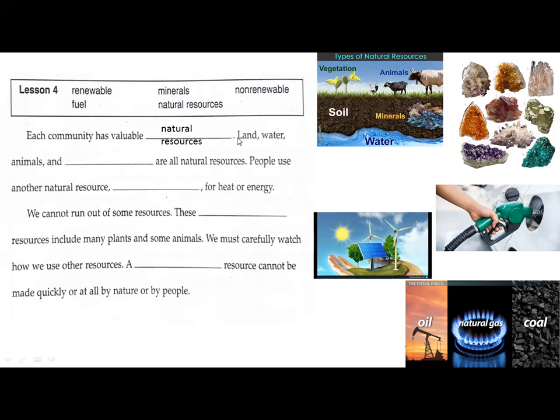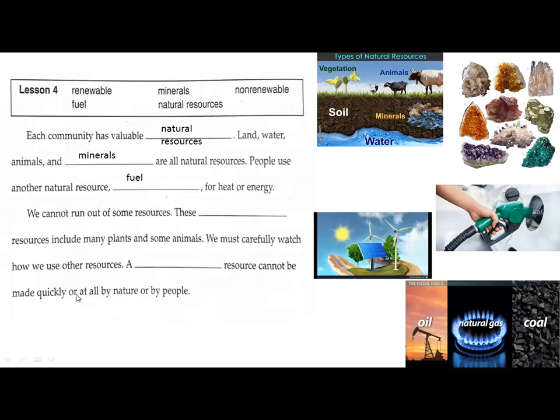Great. Let's look at the next sentence. Land, water, animals, and blank are all natural resources. Land, water, animals, and minerals are all natural resources. Great. There's another natural resource. People use another natural resource, blank, for heat or energy, and that's right, fuel. Fossil fuel. We've spoken about it, we've read about it, we've researched about it, we've seen how it's formed from dinosaur fossils, remember? Yes, great.